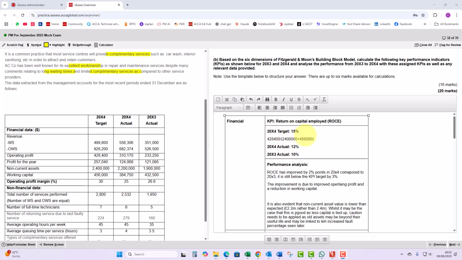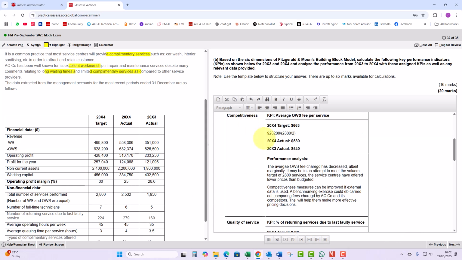The other reason for this difference from target on the return on capital employed was because the non-current assets is lower than the target. Sometimes that's good, but not always. I've put it's also evident that non-current asset value is lower than expected. Whilst it may be the case that this is good as less capital is tied up, caution needs to be applied as old assets may be beyond their useful life and may be linked to the increased fault percentage seen later. So once again, I've added value by pulling some information from here and looping it back to another part.